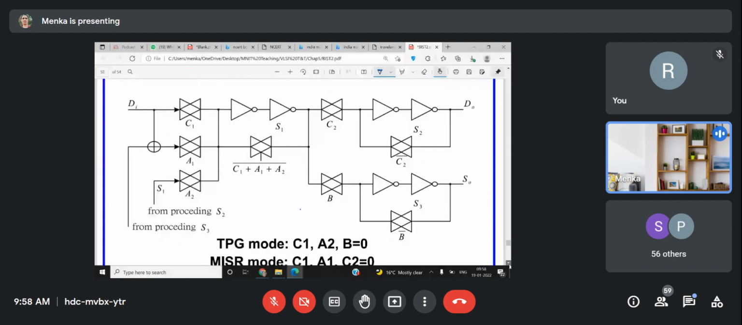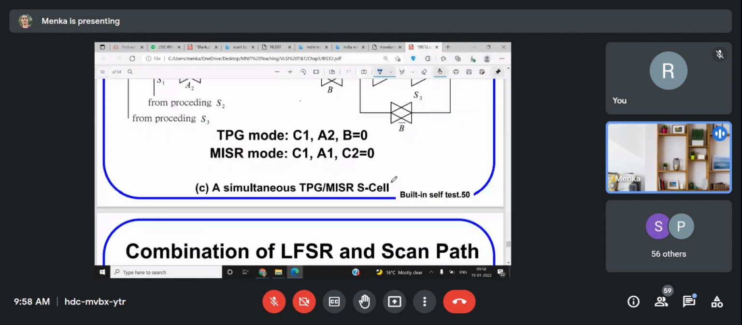How it will be working, like test pattern generation mode and MISR mode, that is given by the set of inputs. MISR is actually just like your LFSR, which is basically used as a test pattern generator as well as a signature analyzer. So depending on that, the same block will work as both units, TPG and the output response analyzer.